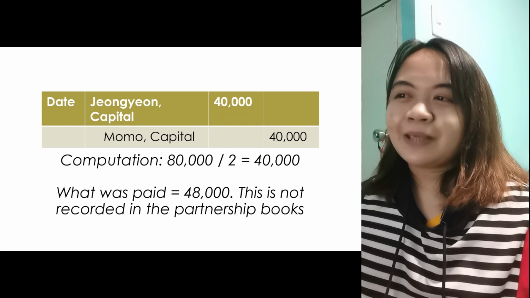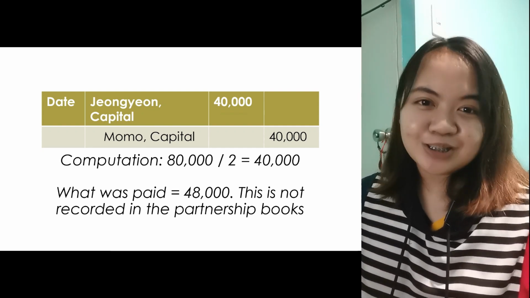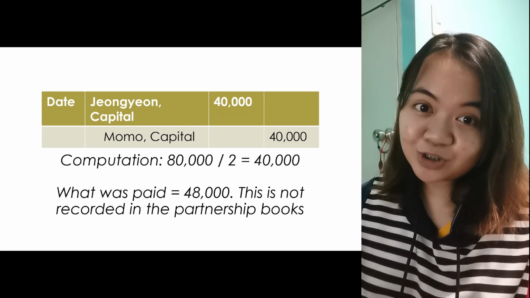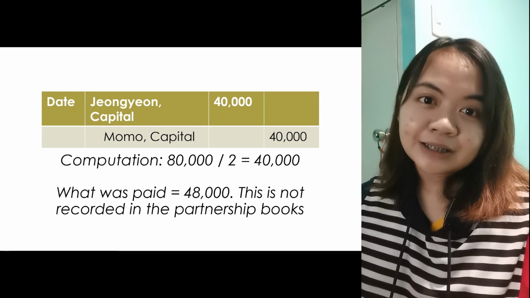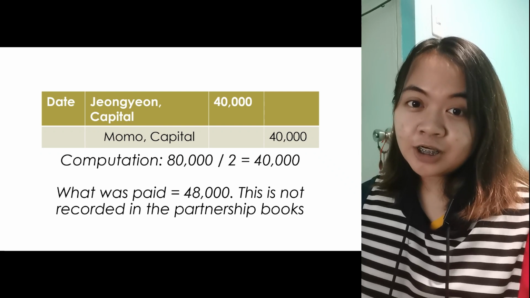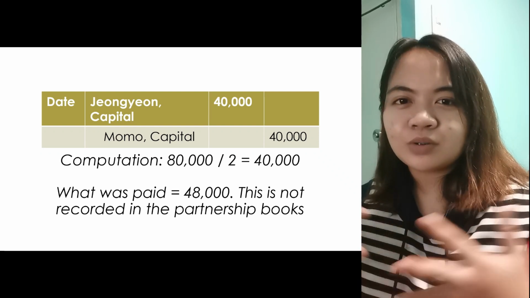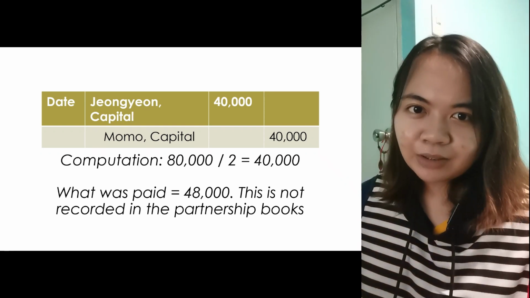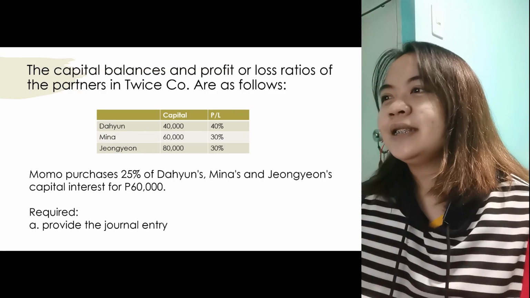Okay? What was paid? 48. Magkano ang kinita ni Jonghyun sa pagbili sa kanya ni Momo ng capital? 8,000. Sa Starbucks lang sila nag-abutan. Kaya, hindi siya recorded sa partnership books. Ma'am, kahit sa partnership na headquarters, hindi pa rin, naman. Okay? Kasi that is a transaction between the partners. Nagbilihan lang silang dalawa. Okay? So, yun. Next problem.